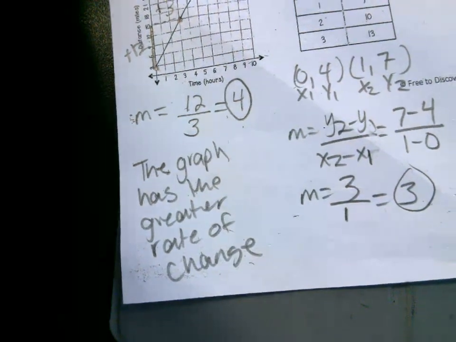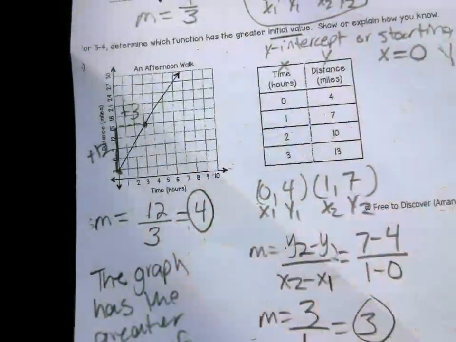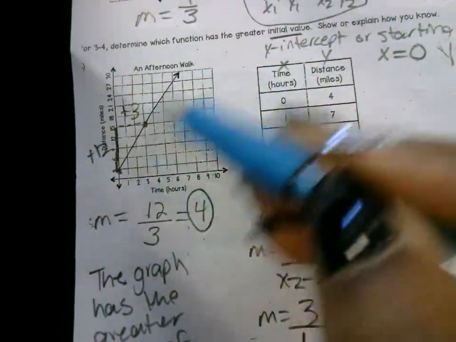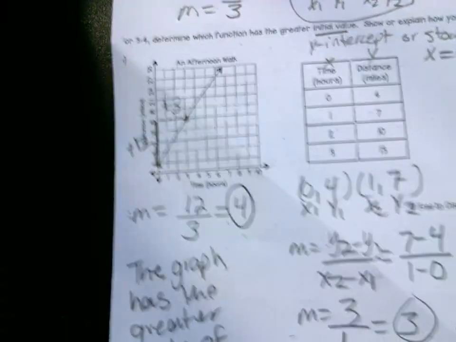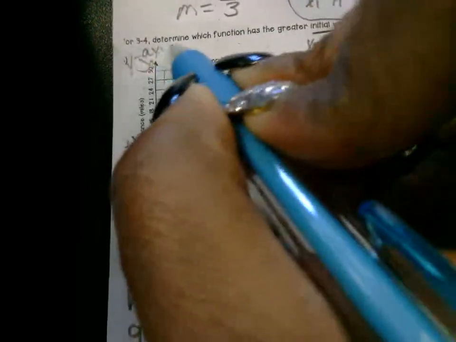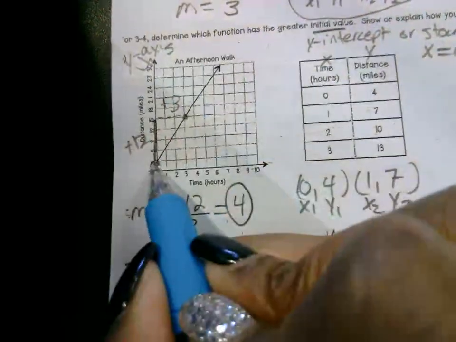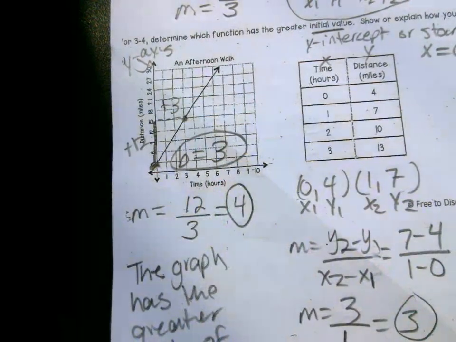Let's look at the y-intercept. The y-intercept is the starting amount or where the line crosses the y-axis. What is the starting amount, or where does the line cross the y-axis, in the graph? What number is this? This is where it crosses the y-axis. This is the y-axis, y'all. Somebody said it. It crosses at 3. So b here is equal to 3.